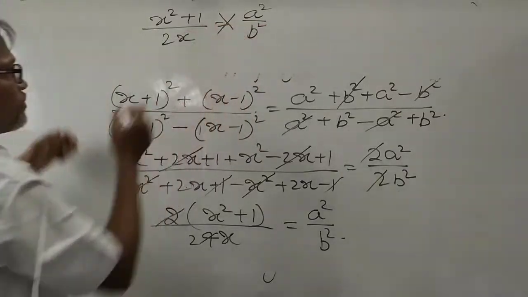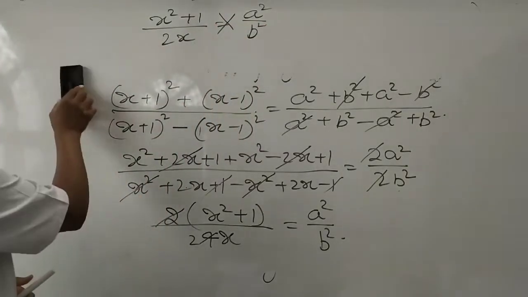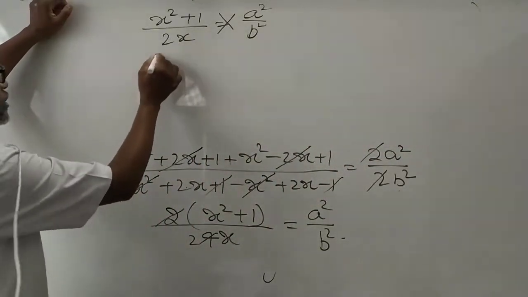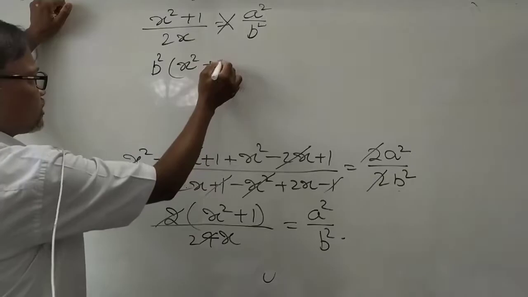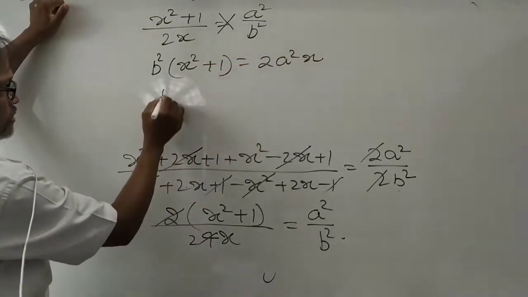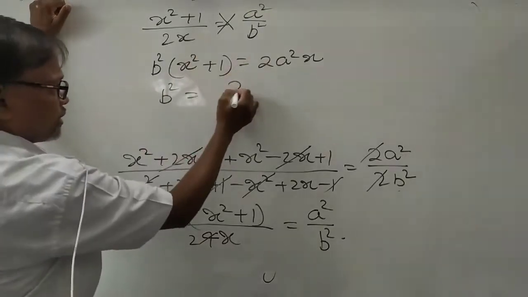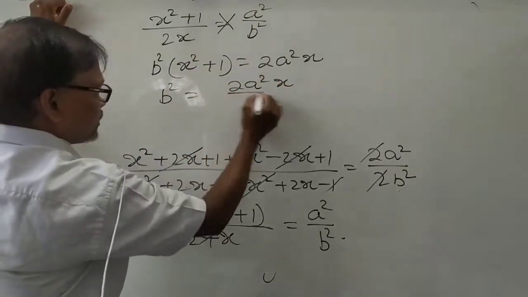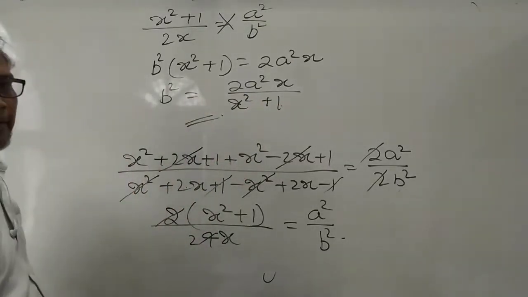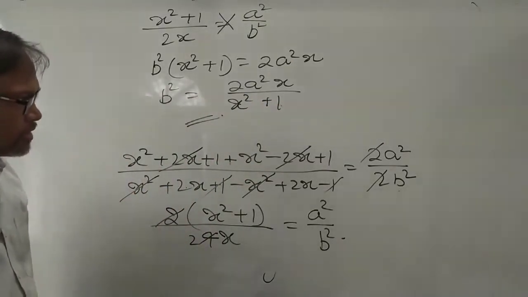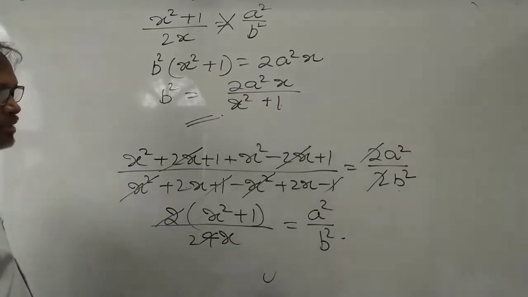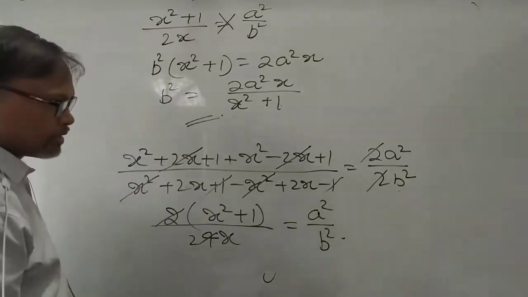Now do the cross multiplication. So b square upon x into x square plus 1 is equal to 2a square x. Just divide by this, that means take this to the right hand side, and you will have the answer. Yes, so this is the easiest way of showing the question using componendo and dividendo.